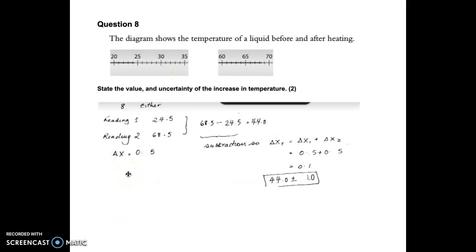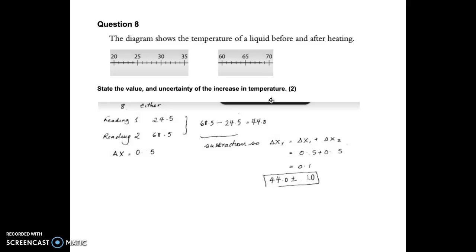Now we're going on to the calculation questions. This was a tricky one. The diagram shows the temperature of a liquid before and after heating. We have here a reading that says 24 point something, and here we have a reading that says 68 point something. So if we calculate that subtraction, as it asks, state the value and uncertainty in the increase in temperature. So we have to find a change in temperature. So we're going to go from 68.5 minus 24.5, right? So you're going to go from this number to this number. And we get a value for the increase in temperature of 44 degrees.